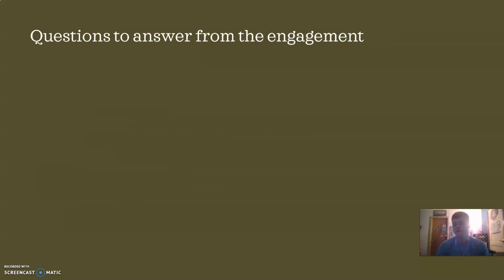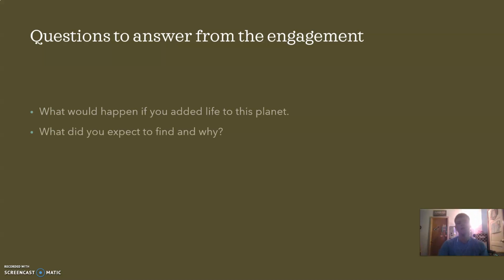Alright, the questions I want to answer are questions that should come from engagement. What would happen if you added life to this planet? What is changing to cause this life, and how does the life impact this planet? Next question, what did you expect to find on the planet and why? As a student, it is up to their own creativity to design the planet how they see fit. I want to know what is on the planet and how they see it. Like I said at the end, I want them to create the model and then the poster board to explain it. These are good questions to have in mind because they play into the overall picture of how it's going to turn out.